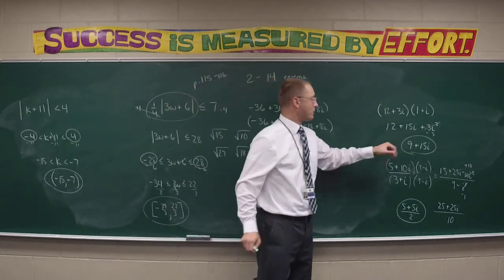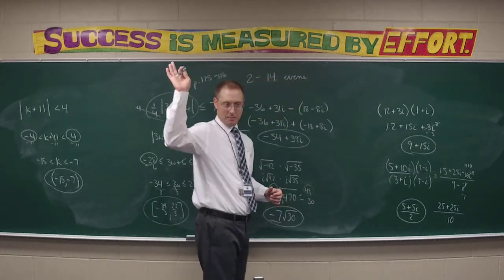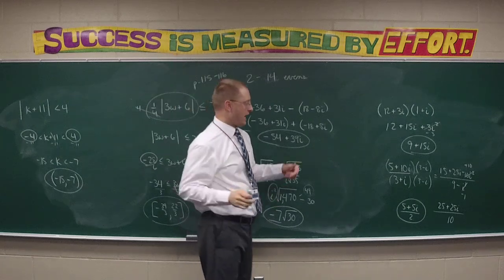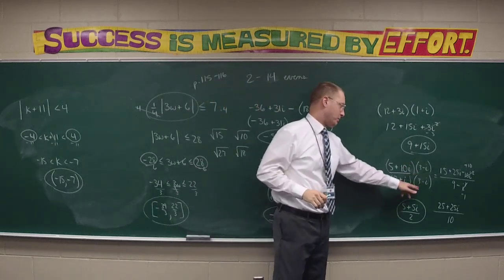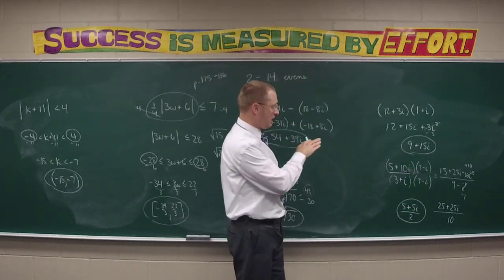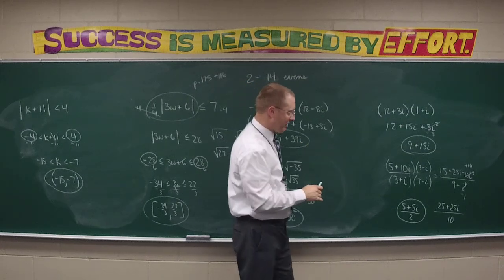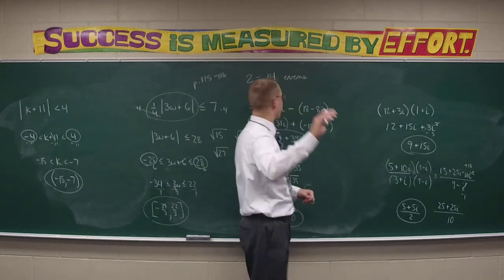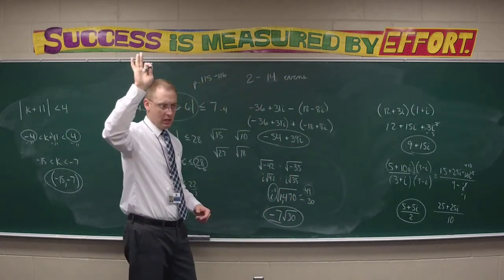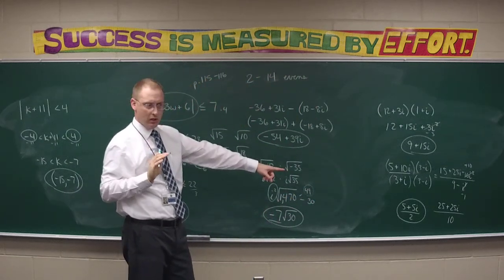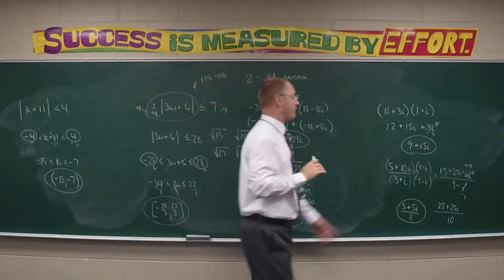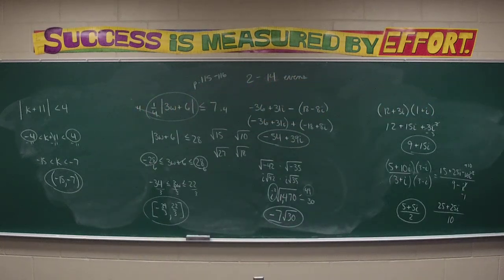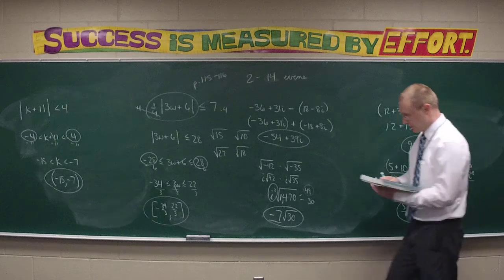Over here, the FOIL ended up with a 9 plus 15i. How many had that answer? And then on the last one, you multiply by the conjugate this time, 3 minus i, end up with 25 plus 25i all over 10. Reduce it down, 5 plus 5i over 2. How many got that for the last one, number 14? Any questions for it? I was saving 14. Let's take a look at number 14 together.